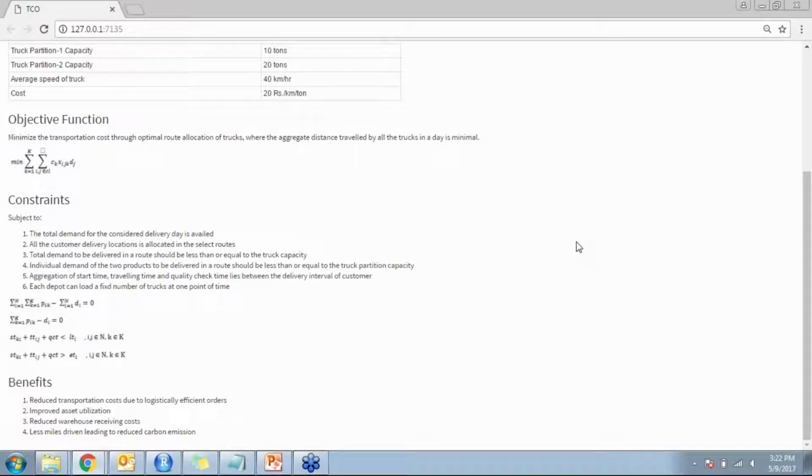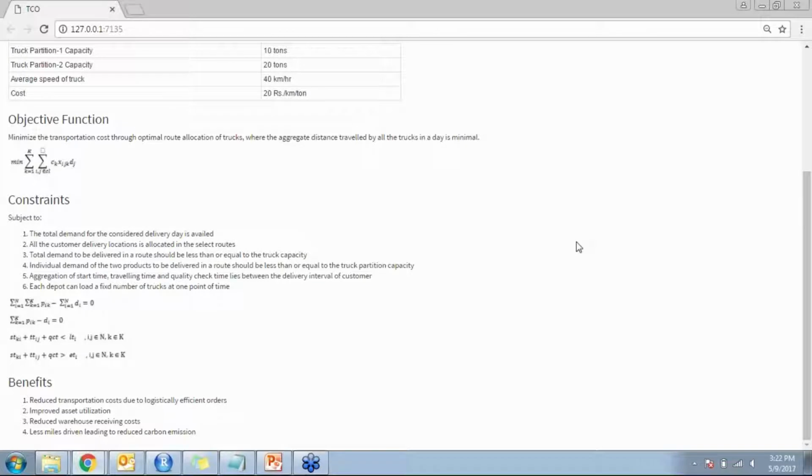Individual demand of the two products to be delivered in the route should be less than or equal to the truck partition capacity. Aggregation of start time, traveling time, and quality check time should lie between the delivery interval of customers. Each depot can load a fixed number of trucks at any given point in time.